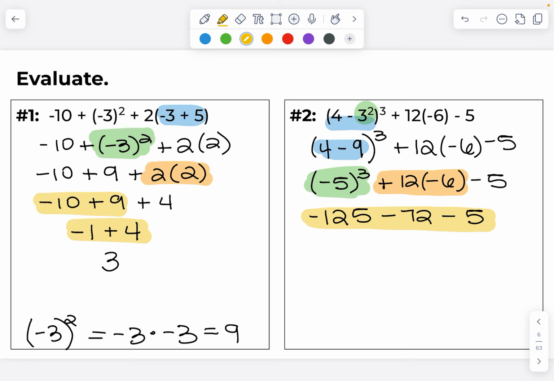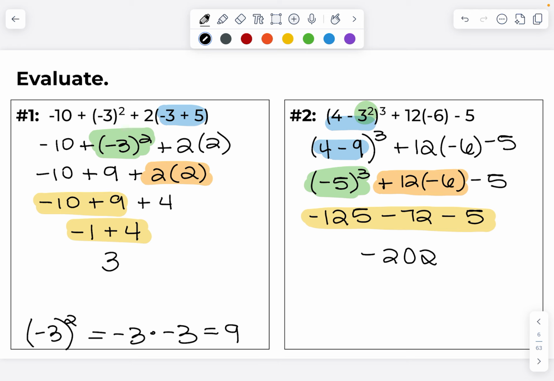So I know we did it in 2 steps over on that first problem, but you could also just take this whole thing and type it in your calculator exactly like that, or do it in your head, and you will end up getting -202 for your answer.